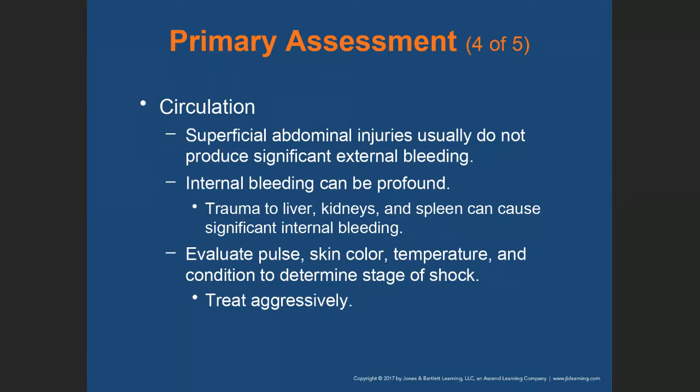Evaluate pulse, skin color, temperature, and condition to determine the stage of shock. You will check the peripheral pulse if your patient is communicating with you. If the patient is not communicating, check the carotid pulse. When you're checking skin color, you check peripherally first, so you check the palms of the patient's hands. If there are changes peripherally in skin color, then you need to check centrally.